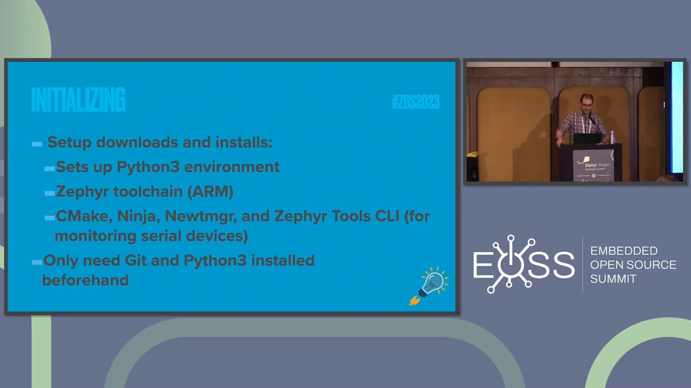It'll also download CMake, Ninja, and Newt Manager. I'm using Newt Manager only because I had to modify it for my board for Mac. For whatever reason, MCU Manager, because of the serial library they used in Go, wouldn't let you use anything faster than 115.2. So in order to transfer any images to the nRF9160, it would take like a minute and a half, and that's just not doable. Another thing that is there is I created a Zephyr Tools CLI.